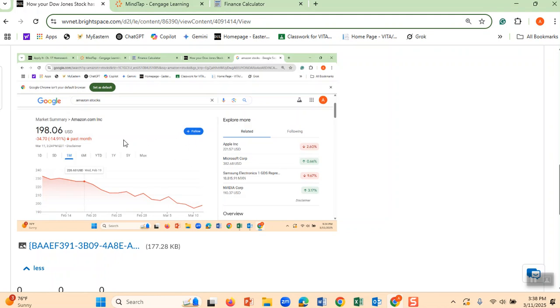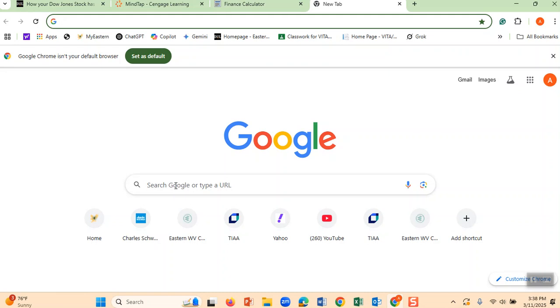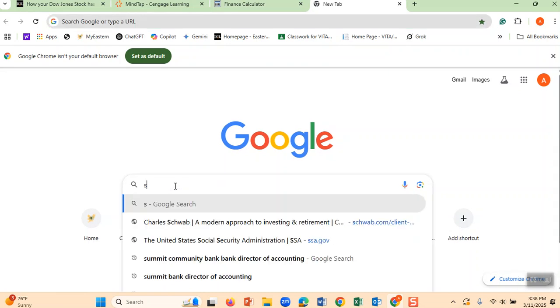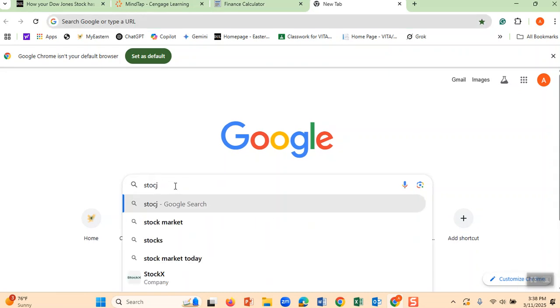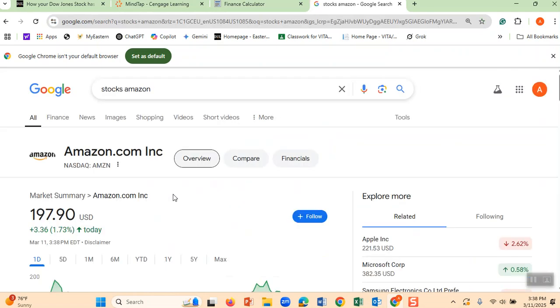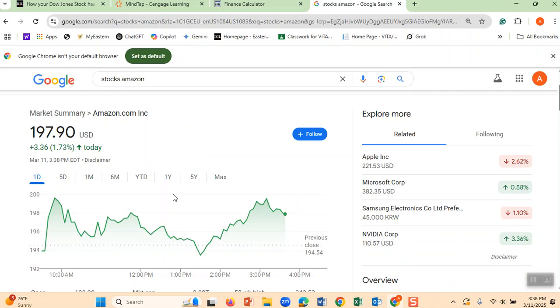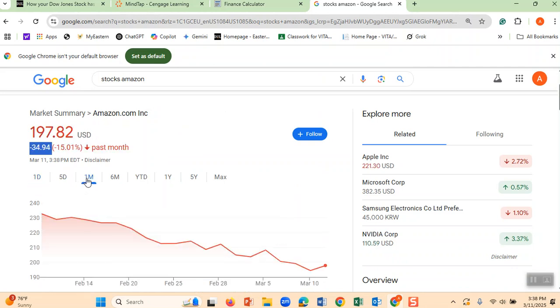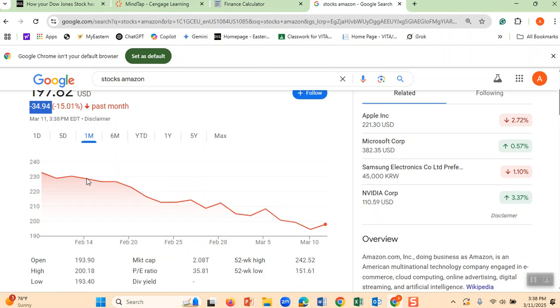I want you to get the same chart and post it on the discussion board and put some notes about what your stocks have been doing. I went here and typed the stocks, and then I put Amazon. As soon as you do, suddenly this chart pops up. It shows today it has gone a little bit up because it is just the one day. What I did, I clicked here for 1 month.